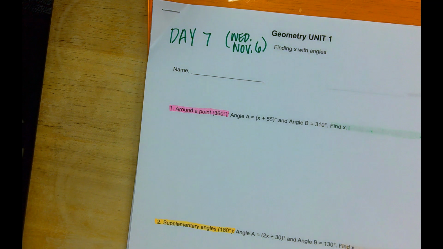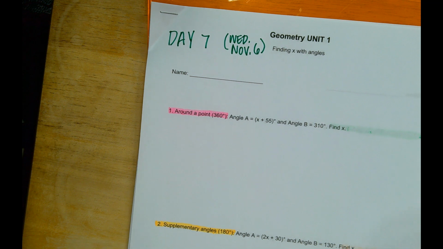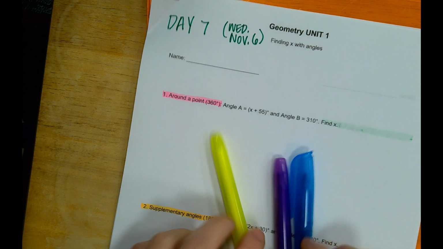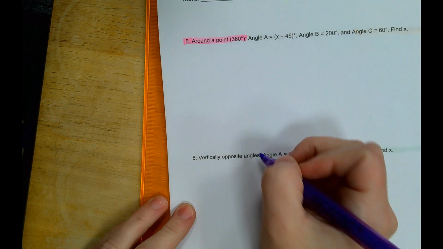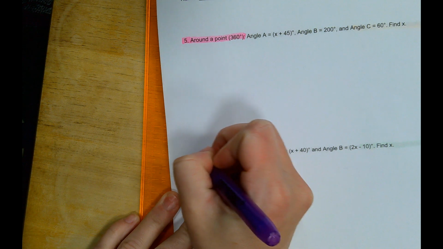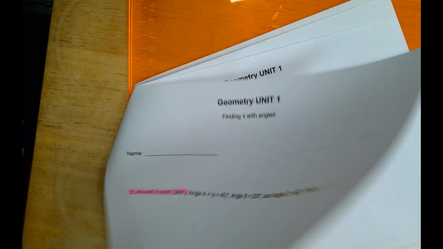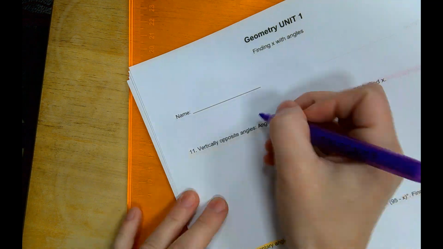Just one more? Okay, what color do you want to use for the last one? Purple, yellow, or blue? Purple. All right, let's do it. Okay, so vertical angles is last. Perfect. So number 6. 11. Perfect.